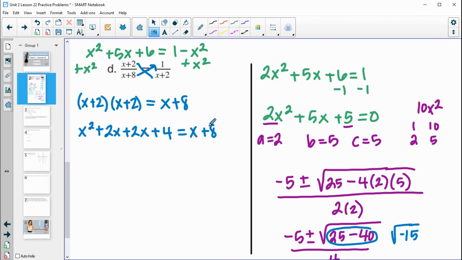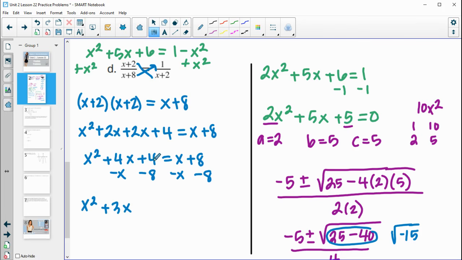Equals x plus 8. So we can combine like terms here. So 2x plus 2x is 4x. And then we still have the plus 4 and the equals x plus 8. So then we'll bring these terms to this side. So I'm going to subtract x over and I'm going to subtract 8 over. So we get x squared plus 3x. And then 4 minus 8 is -4.